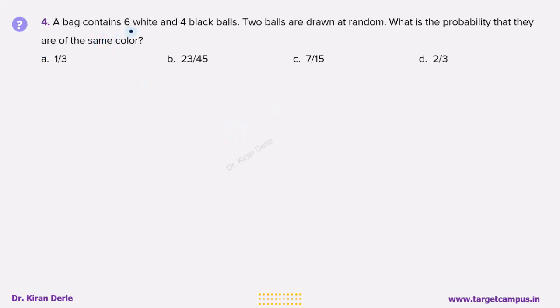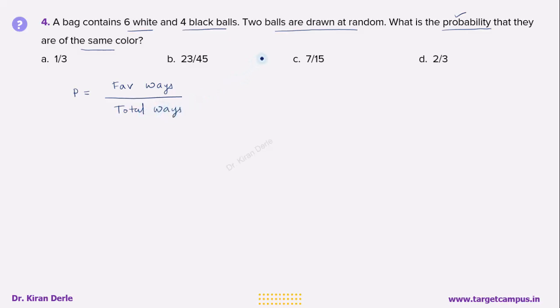A bag contains 6 white and 4 black balls. 2 balls are drawn at random. What is the probability that they are of the same color? Fine. So we want probability. Okay, we know what is probability. Probability is equal to favorable number of ways upon total number of ways.